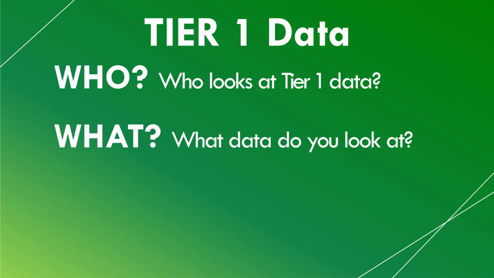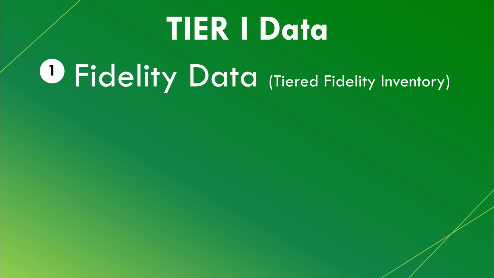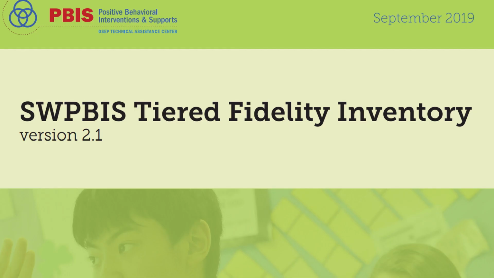Let's talk about what data you look at in Tier 1. We use two types of data, fidelity data and outcome data. Fidelity data measures how well we're implementing PBIS. Currently, most schools in the U.S. are using the Tiered Fidelity Inventory, which measures implementation of PBIS at all three tiers.